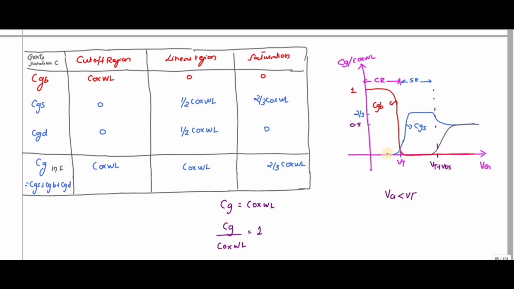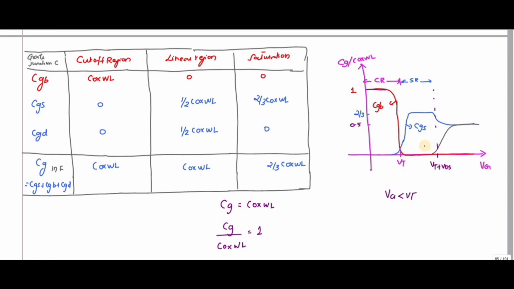So CG divided by Cox WL is equal to 1. That is why during this region it is 1, and the value of the junction capacitance is due to CGB. So after the cutoff region, it goes to 0. The red line represents CGB. After VT, it goes to a linear or saturation region.